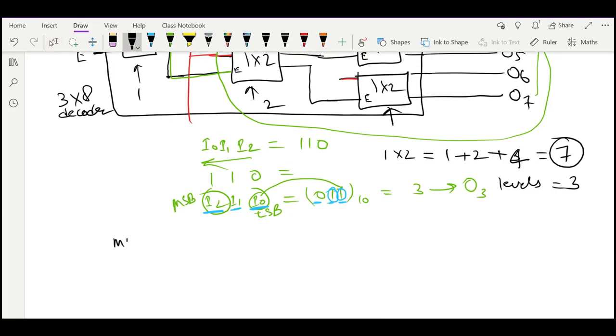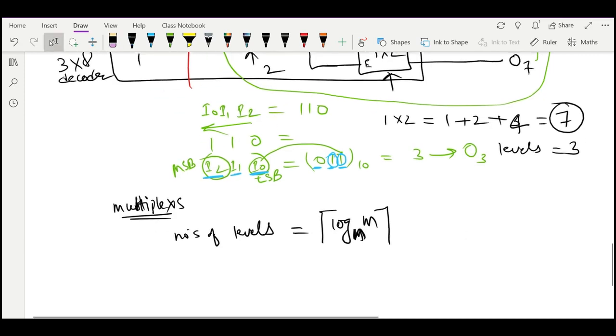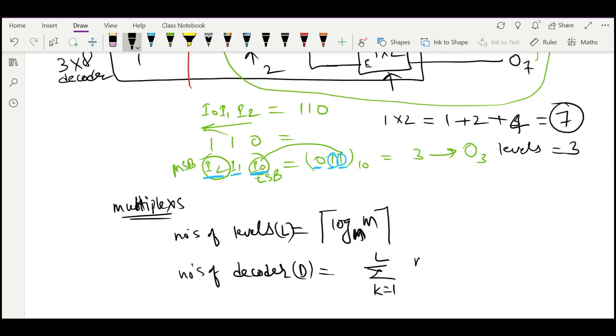Let me revise. In a multiplexer, the number of levels can be identified by the ceiling of log base n of m. And the number of decoders, let's say this is L and this is D, can be found by the summation of k equal to 1 to L of m divided by n to the power k. There we have assumed that the given multiplexer is 2 into 1 and the required one is, let's say, 8 into 1. So we assume that this is m and this is n.